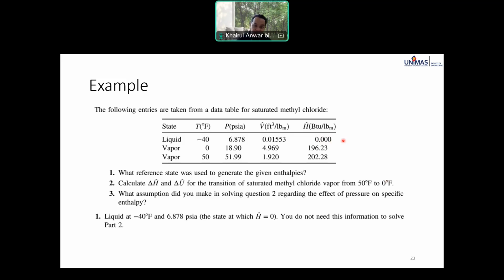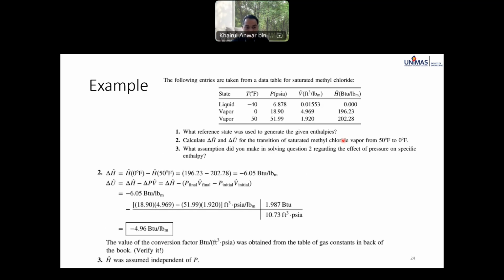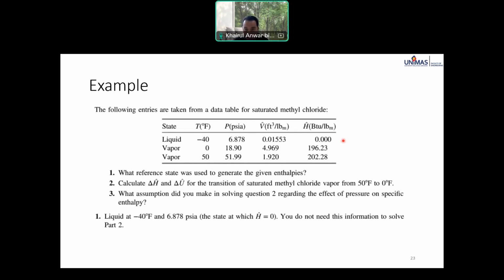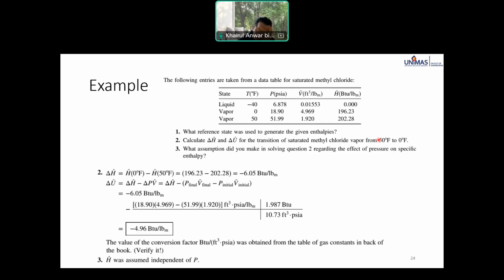Calculate delta H and delta U for the transition of saturated methyl chloride vapor from 50 to 0 degrees C. So for this case, 196.23 minus 202.28, you get negative 6.05 BTU per pound mass.